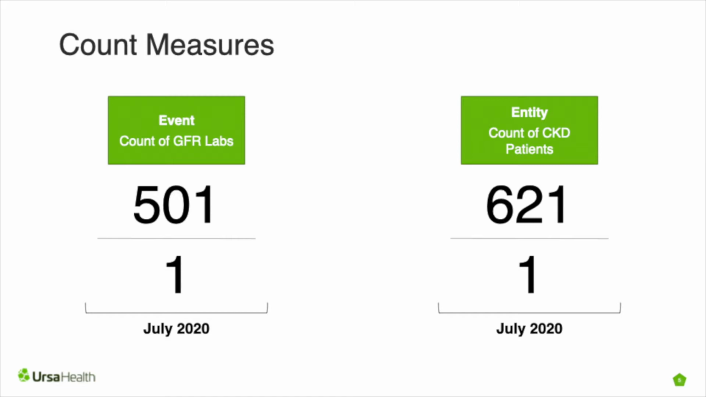The other common class of measures is that of a count measure. Count measures, as the name indicates, provide counts of entities like patients or events like lab results. The key characteristic of count measures is that their denominator equals 1. Where performance measures have dynamic denominators, count measures all have the same denominator. In Ursa Studio, count measures are often described as population measures.